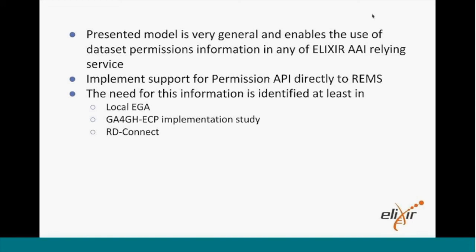And one of the future works is implementing support for the permissions API directly in REMS. We demonstrated how this works with EGA, but we are also implementing support directly in REMS, so it is possible to use this with any datasets, whether they are part of EGA or not. And the need for this permission information is identified at least in the Local EGA project, and in an implementation study, which is about Global Alliance for Genomics and Health Cloud Standards and the RD-Connect platform.